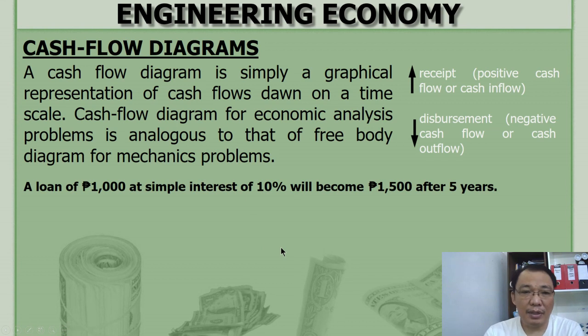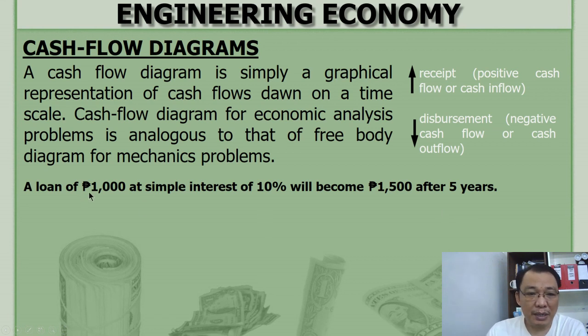Okay. For example, a loan of 1,000 pesos at a simple interest of 10% will become 1,500 after 5 years. Na-discuss naman simple interest na sa simple interest, only the principal will earn interest. So, 10% of 1,000 is 100 every year. So, for 5 years, nasa interest na 500. Plus principal na 1,000, so it becomes 1,500 after 5 years.